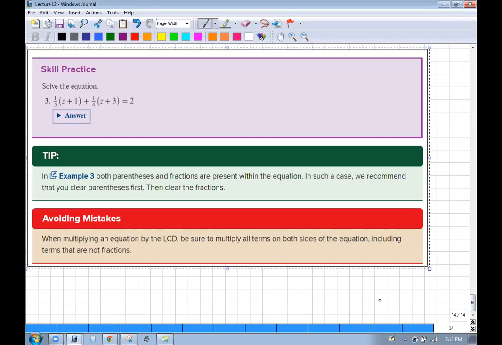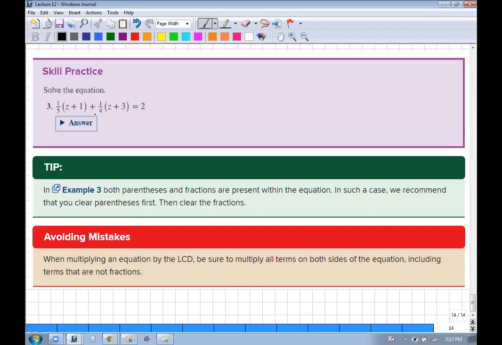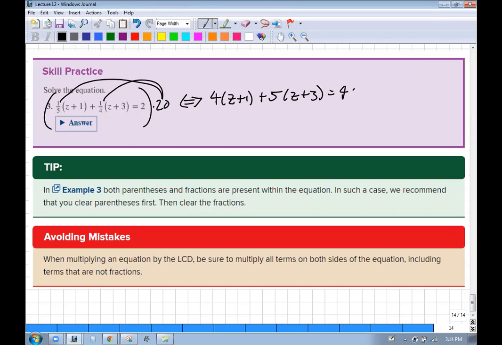Another example. Get rid of the fractions. We're going to need to multiply everything by 20, because both 5 and 4 divide into 20 evenly. 20 over 5 is 4. 20 over 4 is 5. 20 times 2 is 40.